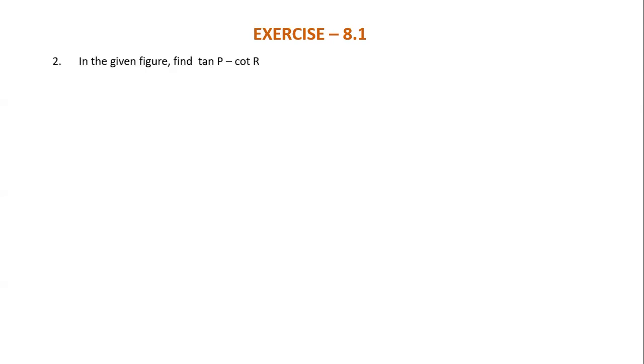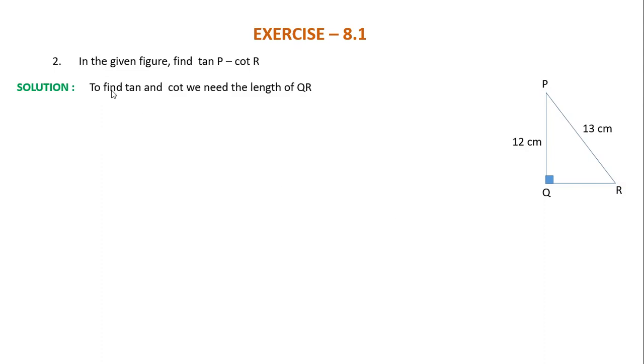In the given figure, find tan P minus cot R. So what is the figure? This is a figure. P is here and R is here. So here again, we need to find this side. To find tan and cot, we need the length of QR. We need this length because we need opposite and adjacent, we don't need the hypotenuse there. So we use Pythagoras theorem to find the length of QR.